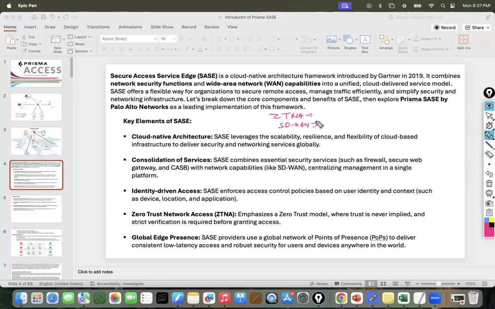So ZTNA is one of the concepts, right? Again, a concept, but this ZTNA is not possible if you're not going to use the SD-WAN, the secure web gateway, firewall as a service, and the CASB.